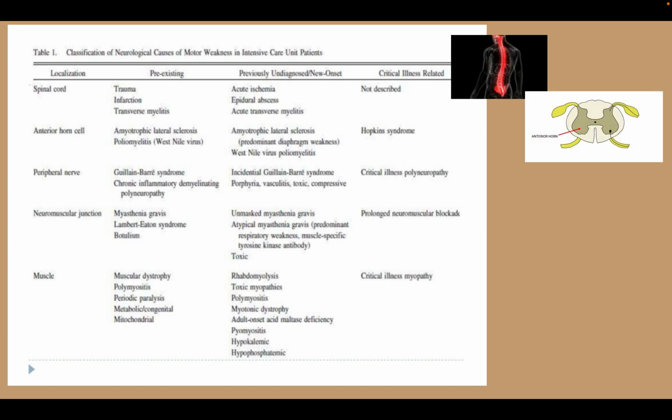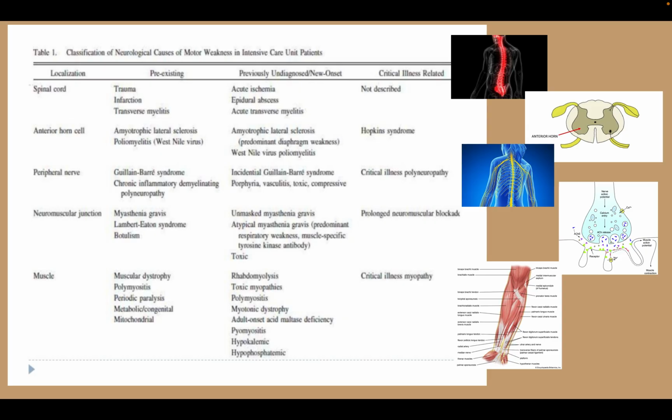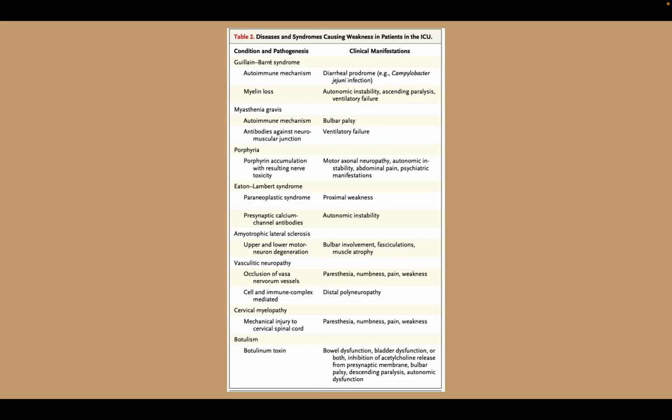So this is just a pictorial definition of these particular causes. If you look at Guillain-Barré, it could be either an autoimmune mechanism or myelin loss, and you have a diarrhea or prodromal syndrome caused by Campylobacter jejuni.